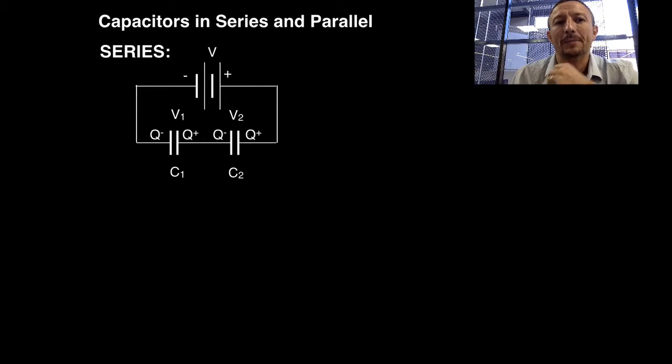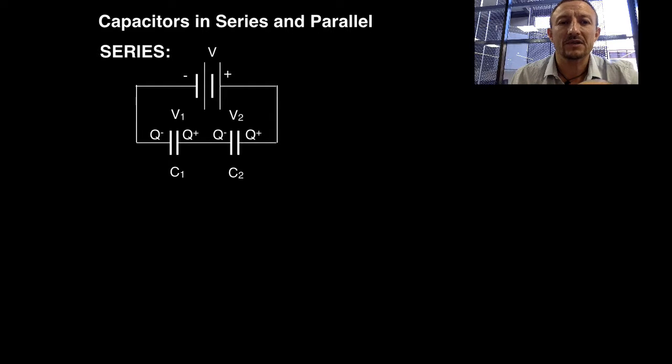Okay, so let's look at what happens to capacitors in different circuits. Now we know we've got two types of circuits: series circuits and parallel circuits. We learned that when we looked at our resistance work. Basically, in a series circuit, all the capacitors are put in one major loop. In a parallel circuit, they're put in branches.